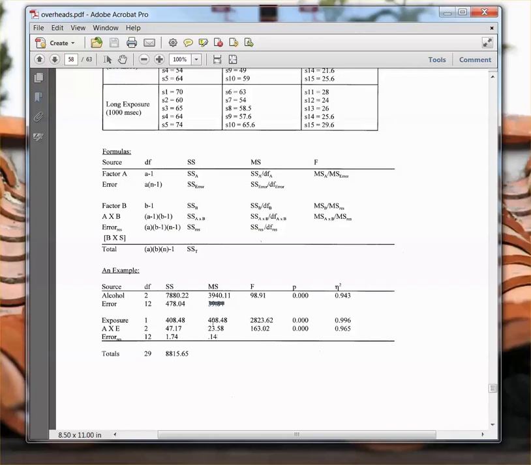And so the 408.48 divided by 0.14 is this F. That's significant. And this 23.58 is divided by 0.14 as well. It gets to use the smaller error term, the one that has subject variability removed, and it too is significant as well, less than 0.001. So all 3 effects, the 2 main effects and the interaction, are significant.